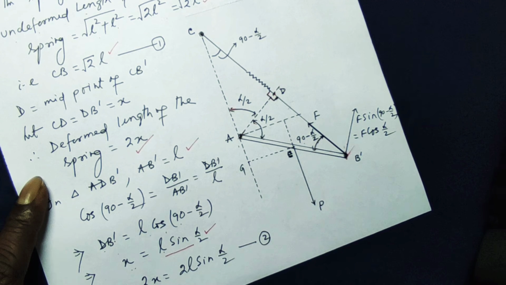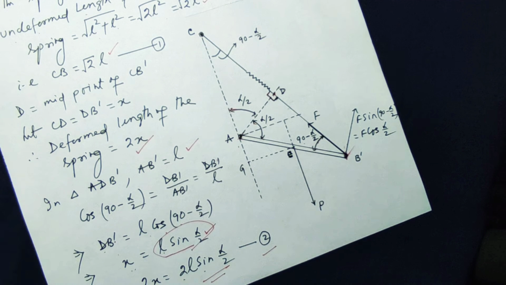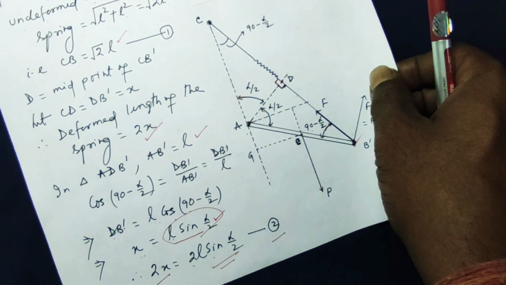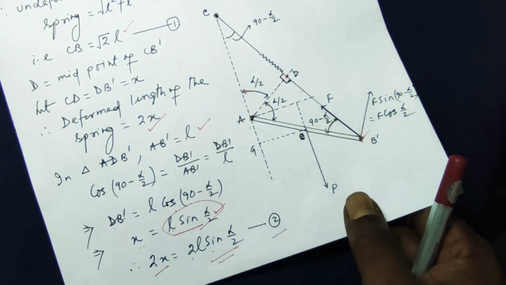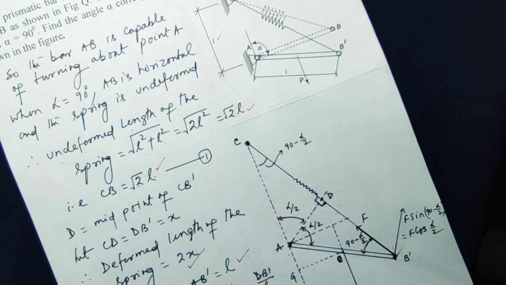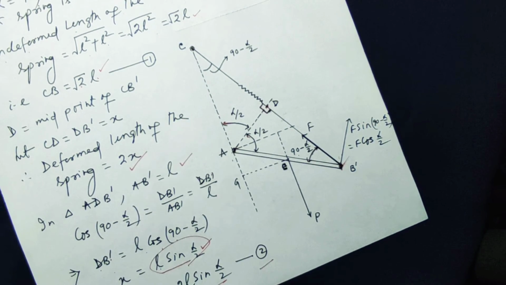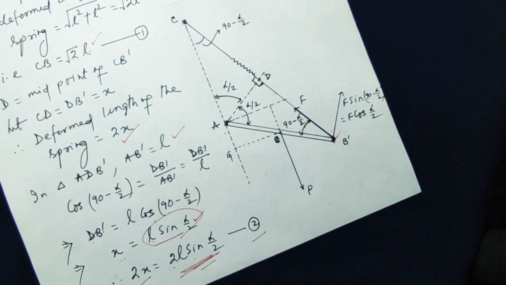So 2X, the new length of the spring in the deformed position, will be 2 times this, 2L sin alpha by 2. Let it be equation 2. Now, we know the previous length of the spring in equation 1, root 2 times L, and this is the new length of the spring when it is in the deformed position.